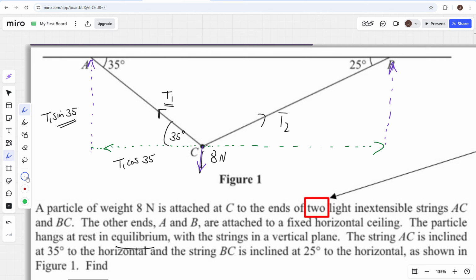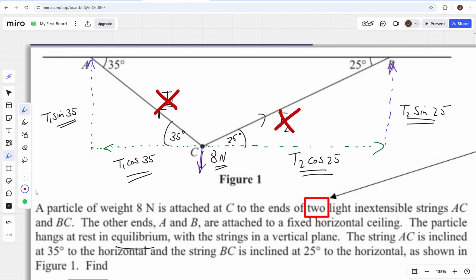And where's the 25 going to go in this one? So 25 is going to go there, 25 degrees. So T2 is on the hypotenuse, 25, this is opposite, so that's sine, isn't it? So this is T2 sine 25, and then this is T2 cos 25. So these are all the forces in the question. I could even get rid of these now because I've resolved these. So it's just those 5 forces really in the question.